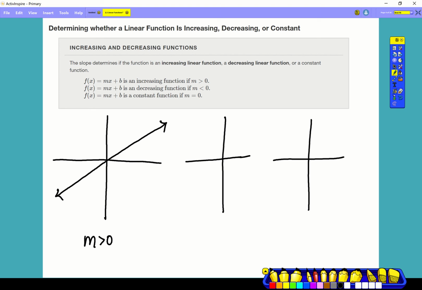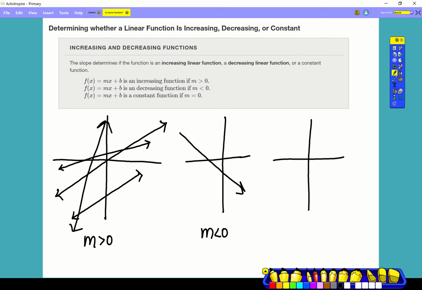So it could really be anything, as long as the slope is positive. It could even be crazy positive. If m is less than 0, that means our slope is negative. So as we're moving from negative infinity to positive infinity, we are decreasing in value. These are all negative.